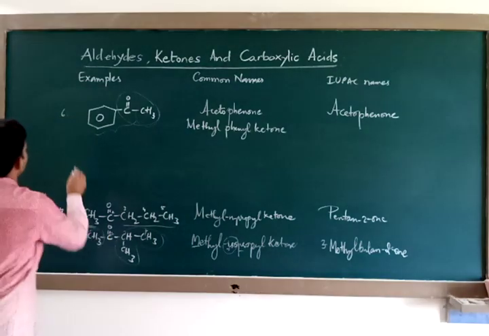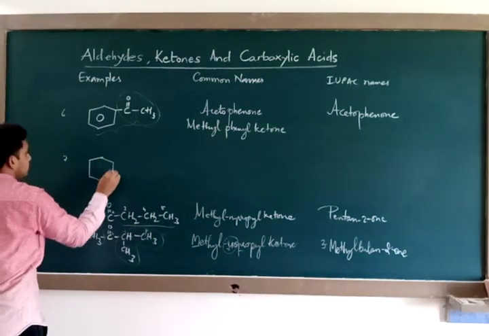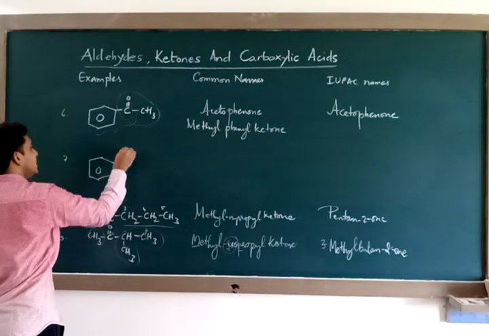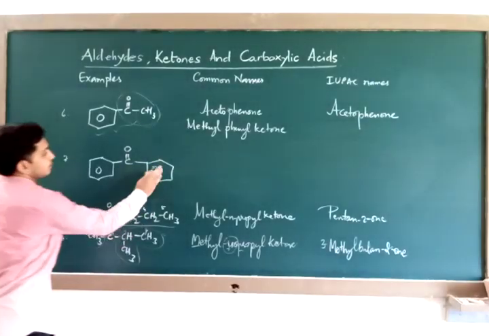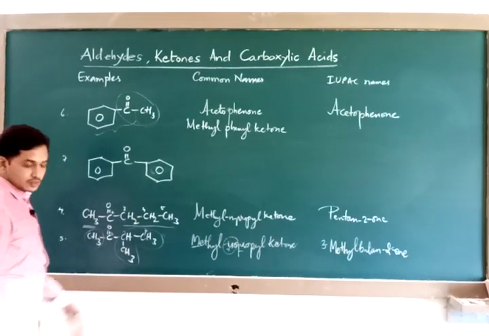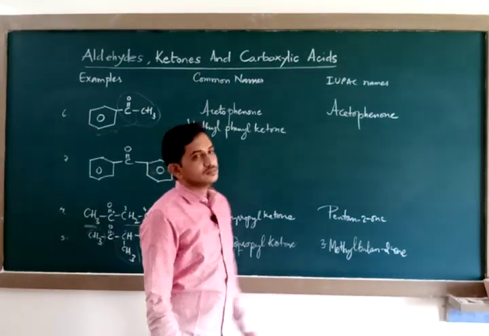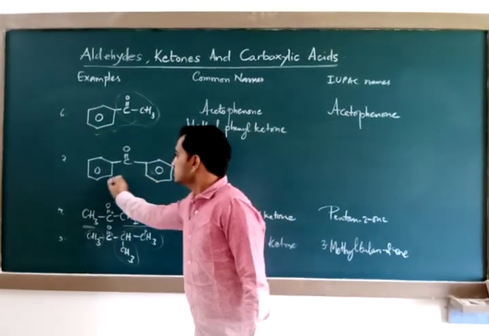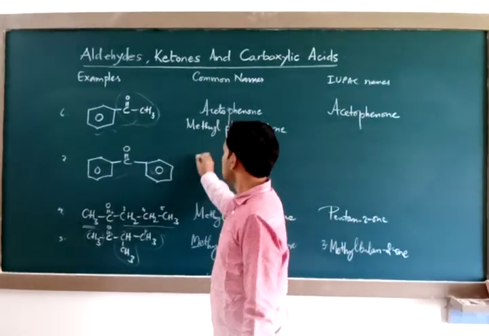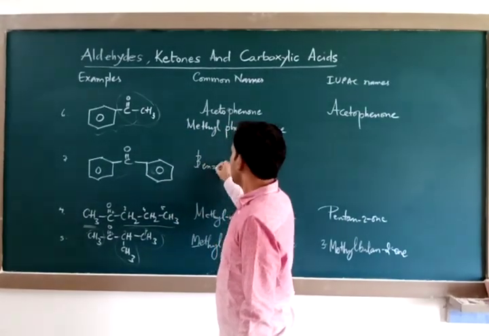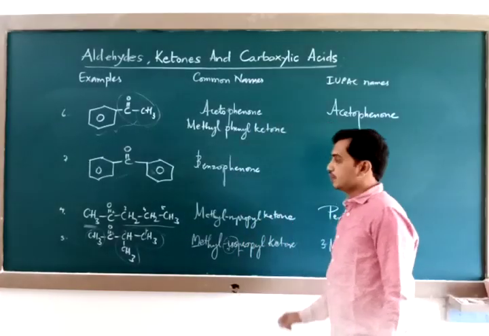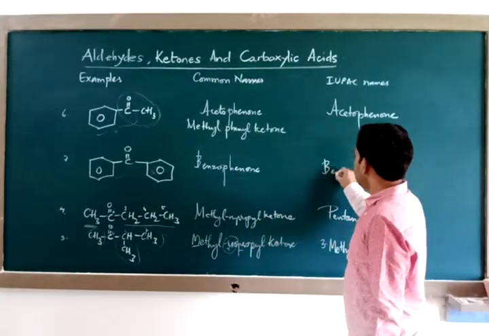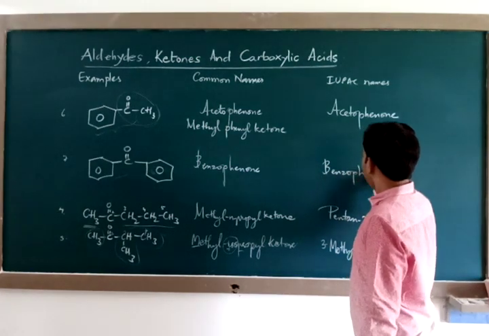Then what if we have 2 benzene rings attached to the ketone group? How do you name this compound? One part is phenone, the other is again benzene, therefore its common name is benzophenone. The same name continues, benzophenone.